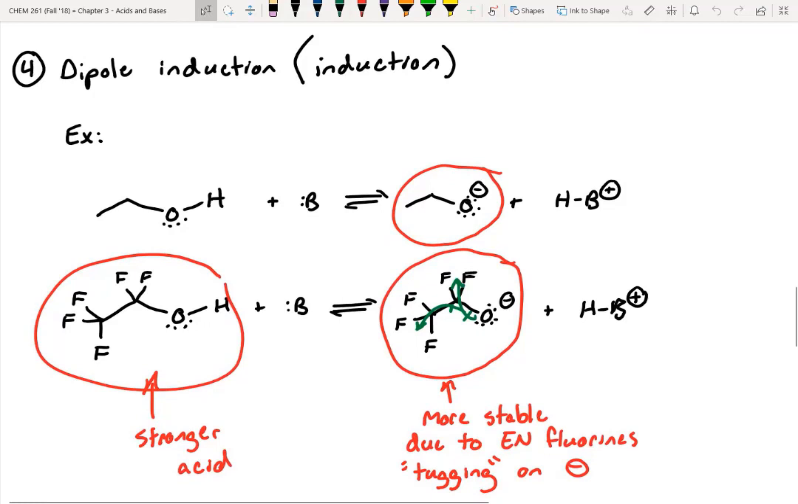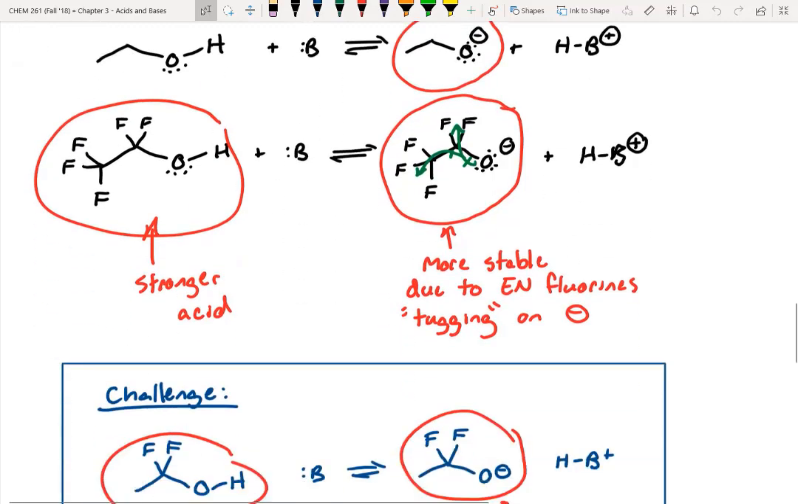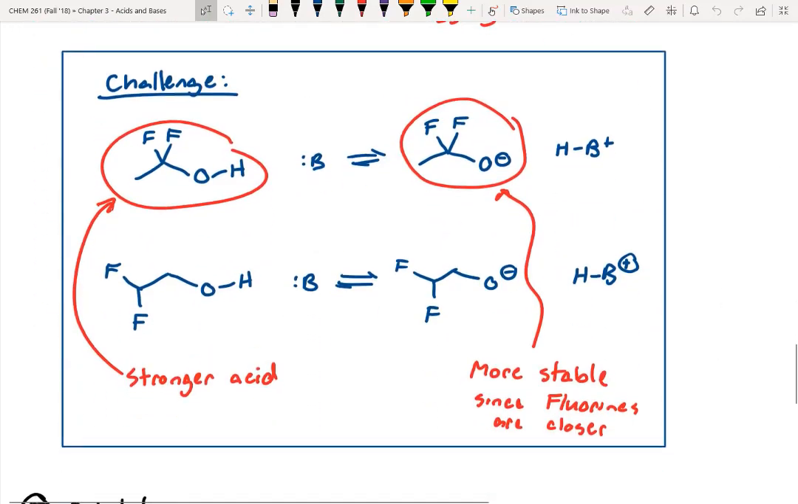Then we saw dipole induction. In this case, there was no resonance. Charges were on the same atom. Everything was tied. But the fluorines that were attached to the molecule on the bottom were tugging on the negative charge. That made it more stable. Then we said this really depends on proximity of the negative charges. Typically, dipole induction drops off with distance pretty dramatically. I can't remember if it's r to the fourth or something like that, but it's a big drop off.